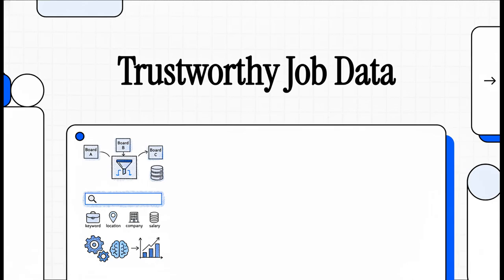Welcome to this explainer. Building a job listing aggregator sounds incredibly simple on the surface, right? You just collect jobs from multiple boards, normalize the data a bit, dump everything into a database, and boom, make it searchable. But as we're going to see today, that surface-level simplicity hides a much, much deeper challenge.